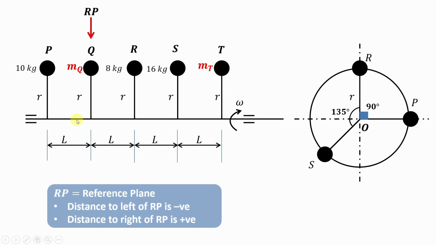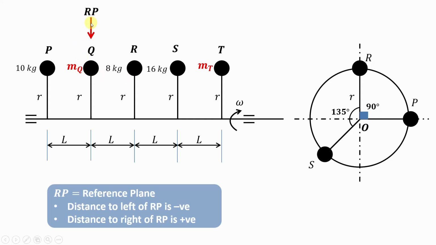This is the line representation of the shaft and the direction of rotation. So omega is the angular speed of the shaft, r is the radius of the masses, mass P is of 10 kg, mq we have to calculate, R is having mass of 8 kg, S is having mass of 16 kg and T is having mass of mt. So mq and mt, which are represented in red, those masses we have to find out.